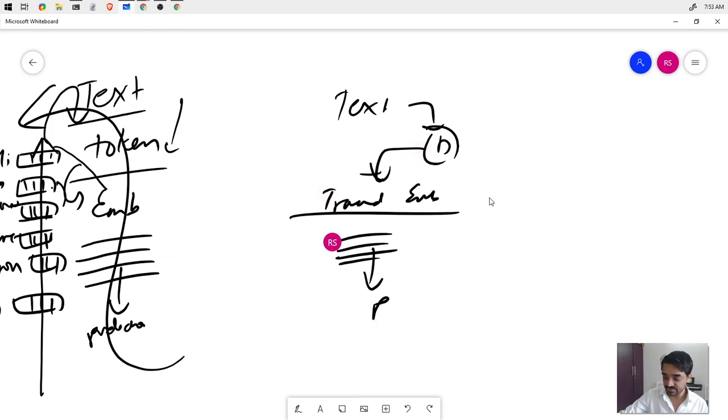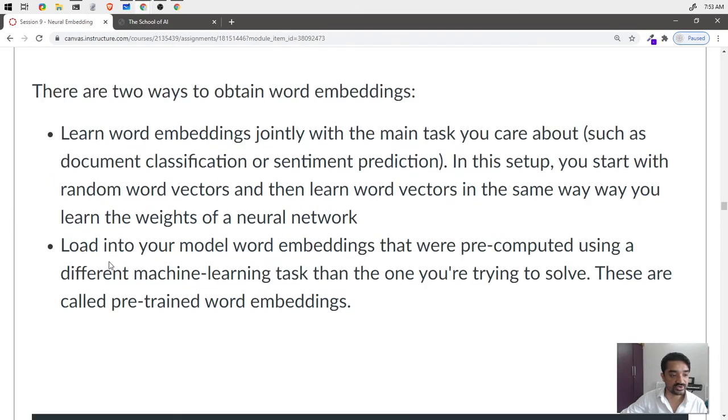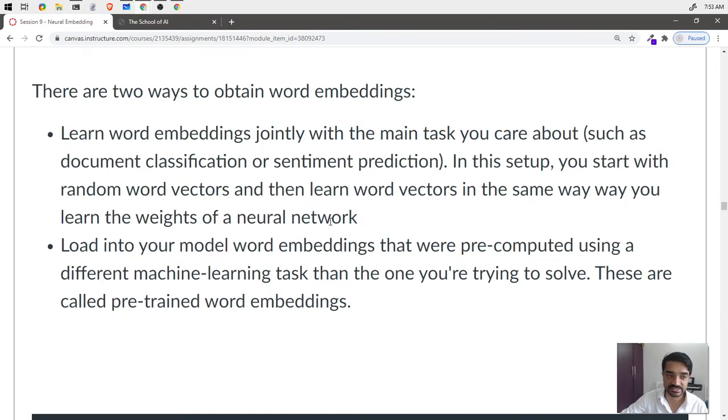Now in this case, when we are backpropagating, we are not going to backpropagate into our embeddings, because that is something we have taken from the internet, and it is already very well trained, unless you know what you're doing. Second is to load word embeddings that were pre-computed using a different machine learning task than the one you are trying to solve. These are called pre-trained word embeddings, of course, right? But there are two ways: do it yourself or steal it.